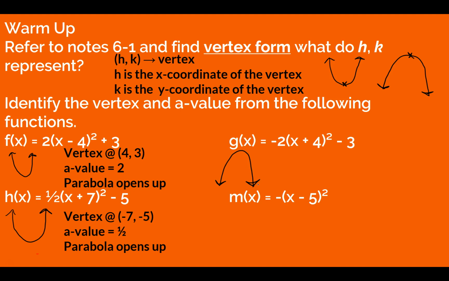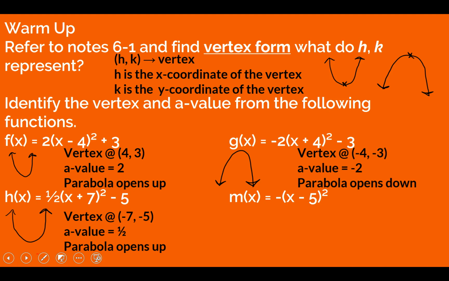What is my vertex? My h is negative 4. What is my h? Negative 4. Okay, 3 people know it. What is my k? Negative 3. You always change which one? Your h. Change your h, keep your k. So our vertex is going to be (negative 4, negative 3). And like we said, because my a value was negative 2, it's going to open down.